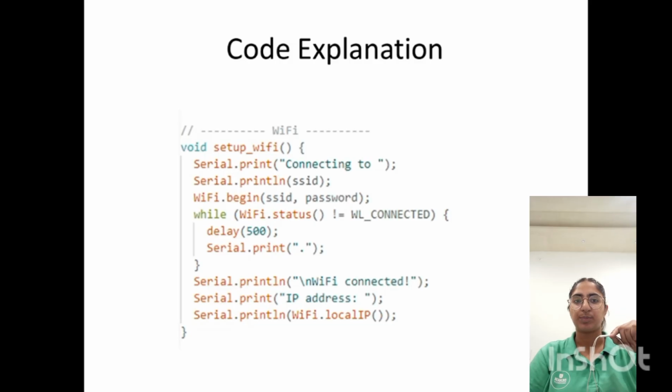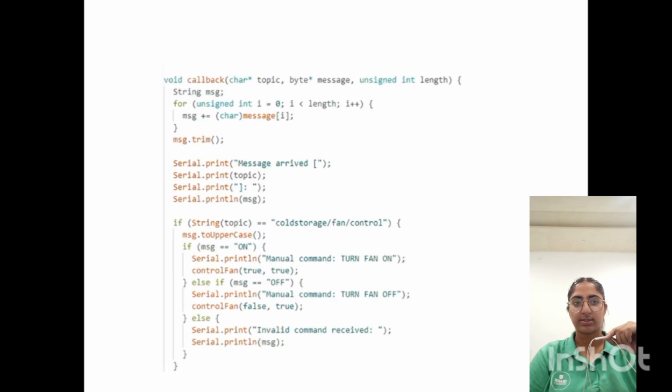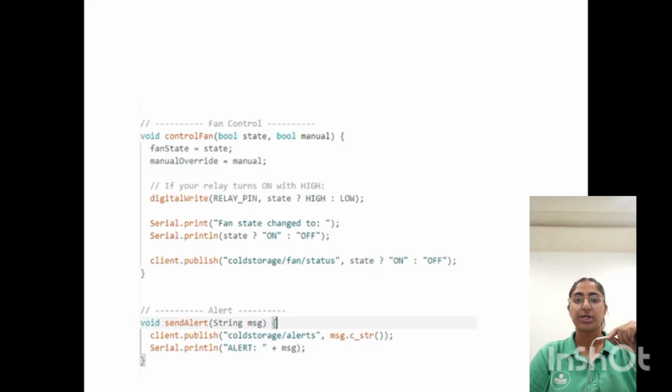Now I'll briefly explain the main functions used in the Arduino program. First is the setup Wi-Fi function, which connects the Arduino board to the Wi-Fi network. It continuously attempts the connection until successful and displays the local IP address. Then we have a callback function which handles the MQTT messages. When Node-RED sends on or off, the function receives it and triggers the fan control accordingly.